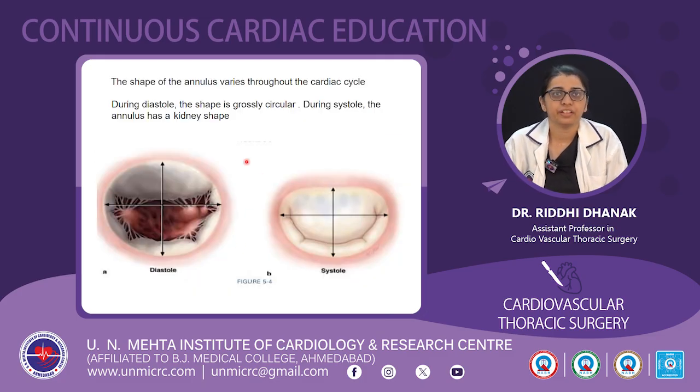So, the shape of the annulus varies throughout the cardiac cycle. During diastole, as you can see in this figure, it is grossly circular. That is, the anteroposterior diameter is almost equal to the transverse diameter, whereas in systole, the shape of the annulus is kidney shape. The transverse diameter is more than the anteroposterior diameter.